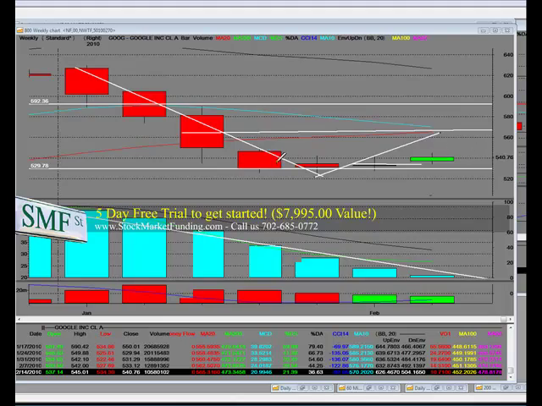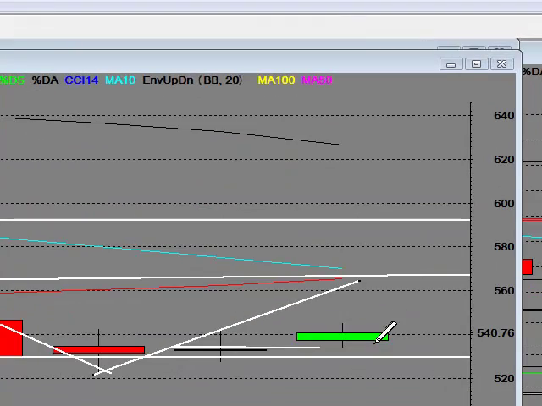It's a bullish reversal off the bottom, and now it's tradable up to the 563.